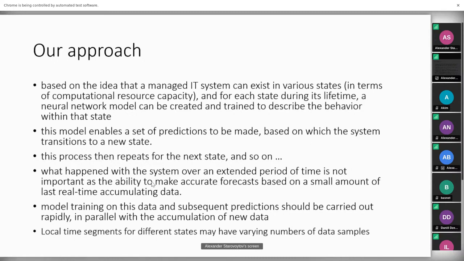What happened with the system over an extended period of time is not important for the ability to make accurate forecasts based on a small amount of real-time accumulating data. Model training on this data and subsequent prediction should be carried out rapidly, in parallel with accumulating new data. Also, local time segments for different states may have varying numbers of data samples.